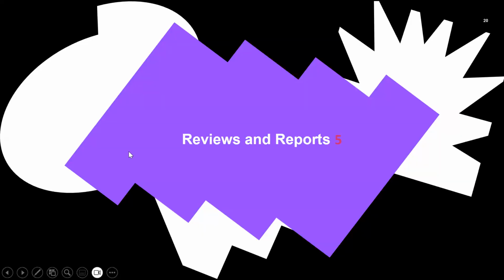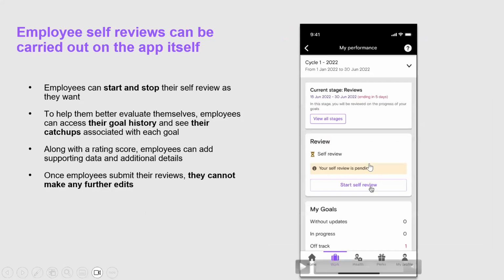Now going to reviews and reporting. Employee reviews can be carried out on the app itself. What we discussed so far was the first half of the cycle. Now we've come to the second half, which is the review stage. Employees can start and stop their self-reviews as they want. To help them better evaluate themselves, employees can access their goals, history, and see their associated catch-ups. Along with a rating score, employees can add supporting data and additional details. Once employees submit their reviews, they cannot make edits.